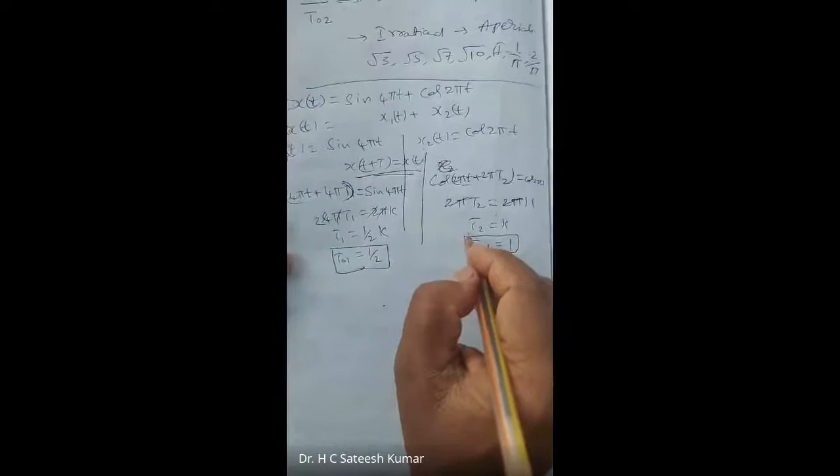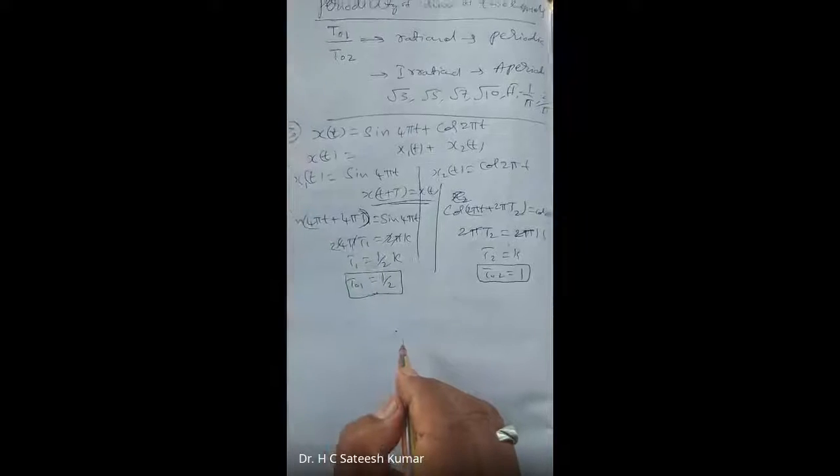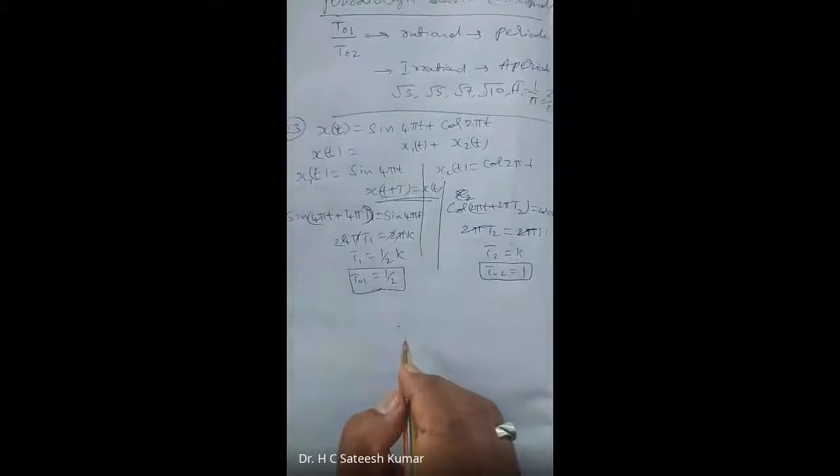Is it visible? Yes, sir, visible. Now it's visible. Till now it was blurred, sir. Okay, there may be a problem with the signal strength.